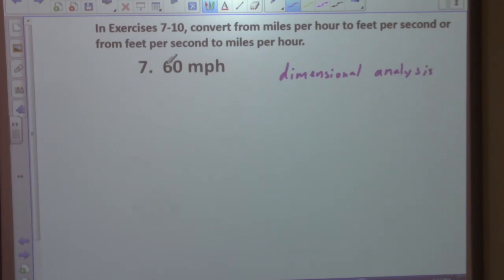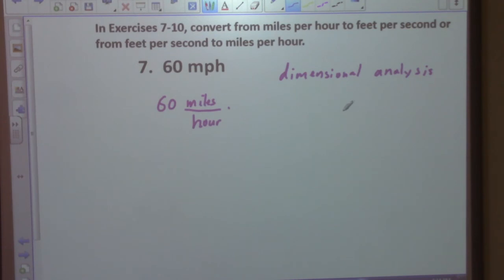And so what you do is you take the 60 miles per hour and you want to convert this to feet per second. So what I'm going to do is I'm going to put 60, I'm going to put miles here in the numerator and then hour in the denominator. And what you're doing with dimensional analysis is you're using unit conversions to convert this gradually into feet per second. And so what do you have to know to be able to figure this out? You have to know where you're starting from, and we're going to feet per second.